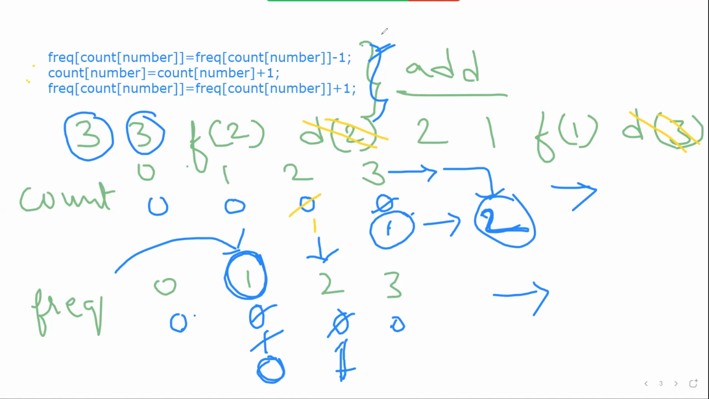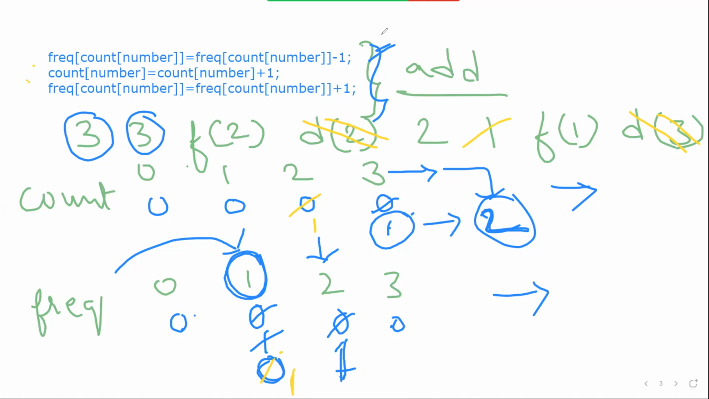Now we are finding out that count of number is 1. Frequency of 1, our frequency of 1 is what? Frequency of 1 is 0, so it will be incremented by 1. It means that we have one element with frequency 1. Okay. Now they are saying add 1.